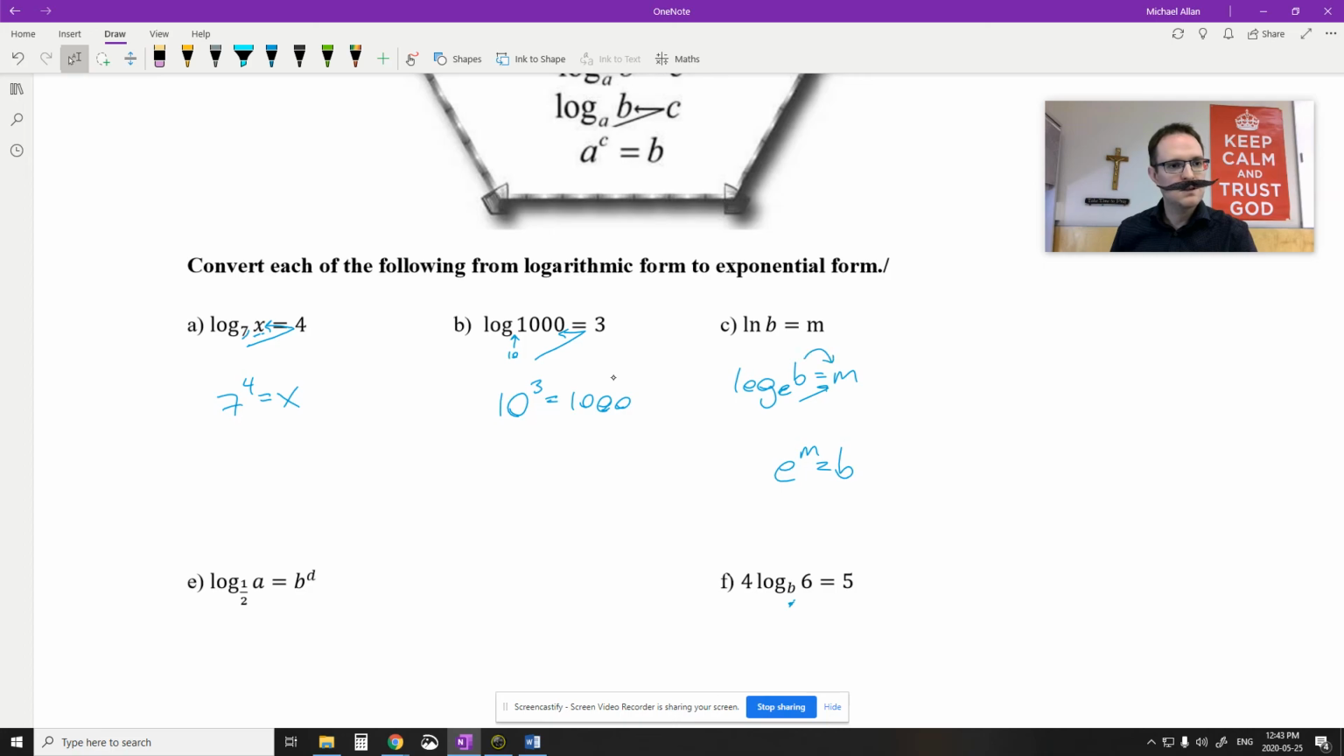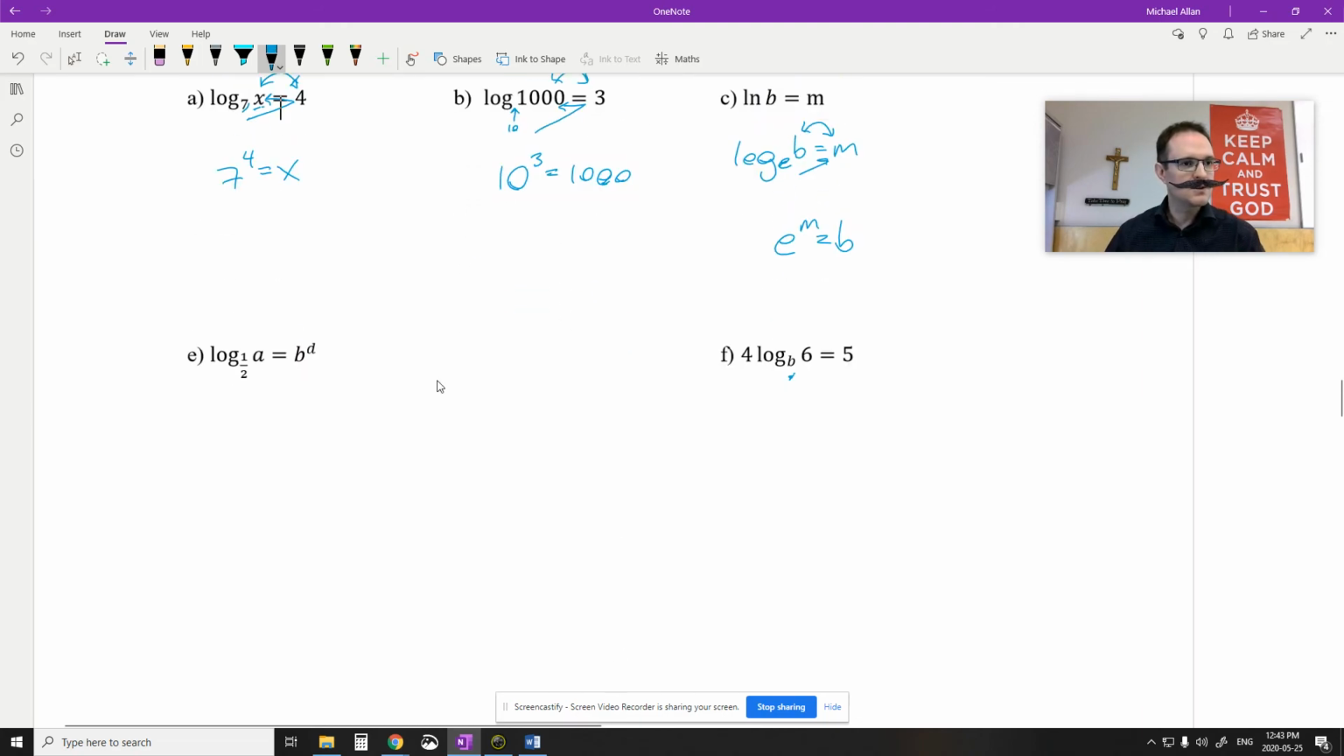So you're switching these as well, just like we did before. You're switching these two things. So rather than being equal to 3, it's equal to 1,000 now. Rather than being equal to 4, it's now equal to x. So you're just switching those two. And you're switching the whole side. So this whole side gets switched over into that side. So rather than being equal to b to the d, now this is going to be equal to a. And this is going to be 1/2, that's my base, to the power of, I'm doing a little 7 here, b to the power of d. So there's a lot of exponents there.